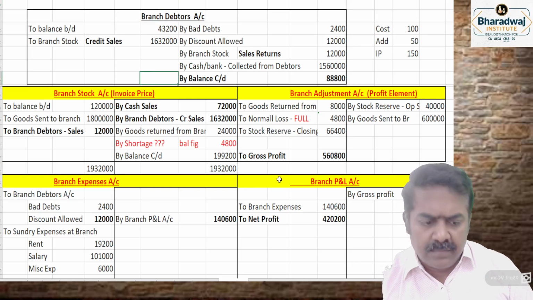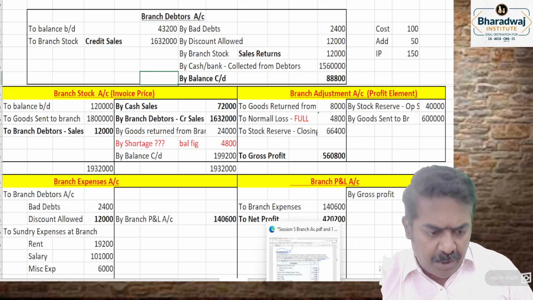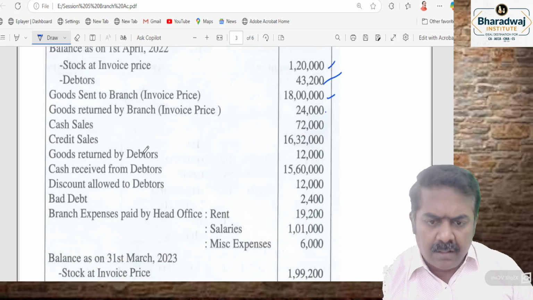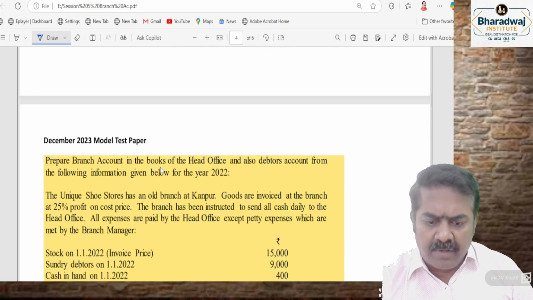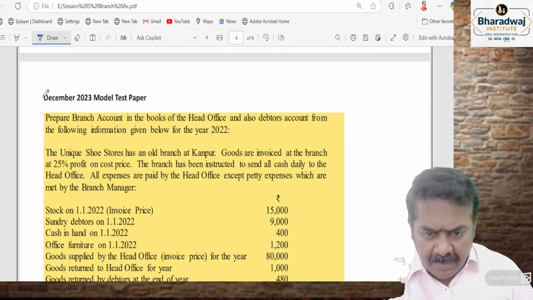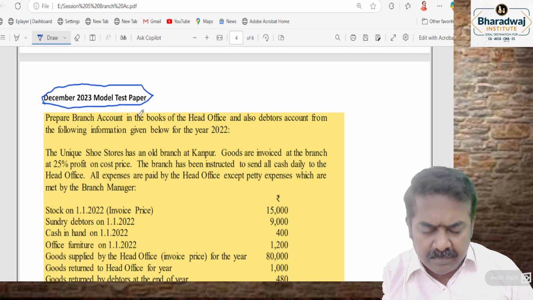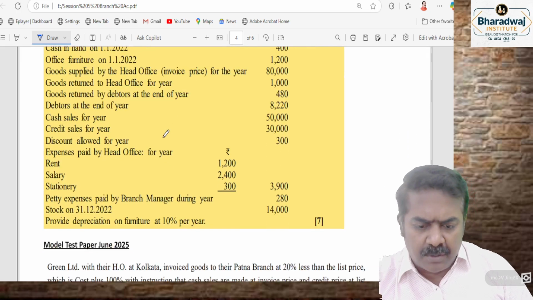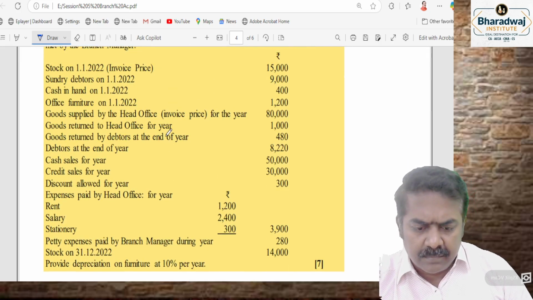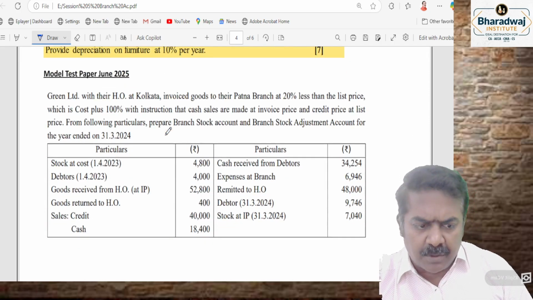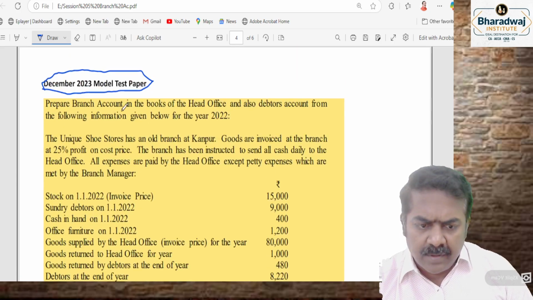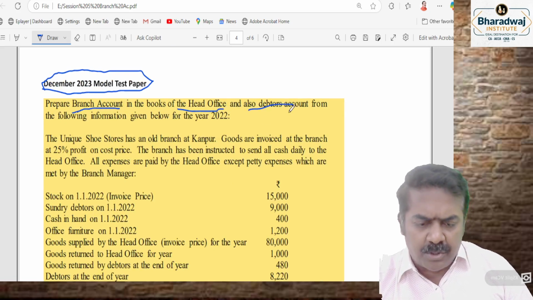Done? Okay. Those who are yet to copy, please copy this. Then, for those who have completed, there is the December 2023 model test paper. They ask you to prepare which account? Prepare branch account in the books of the head office. And also the debtors account is given.